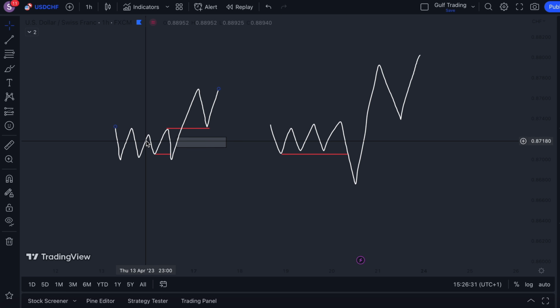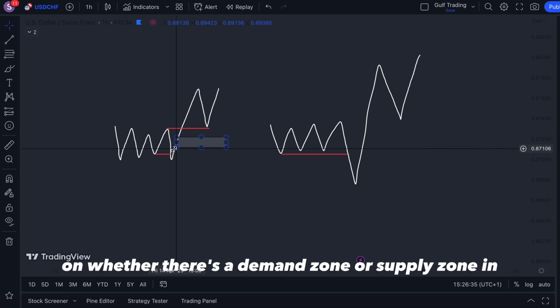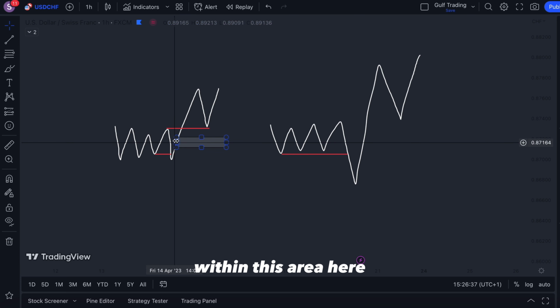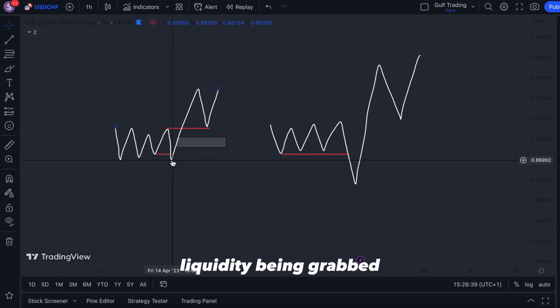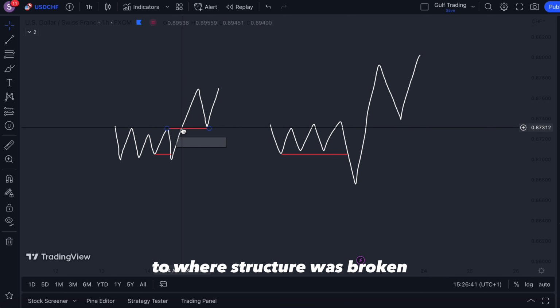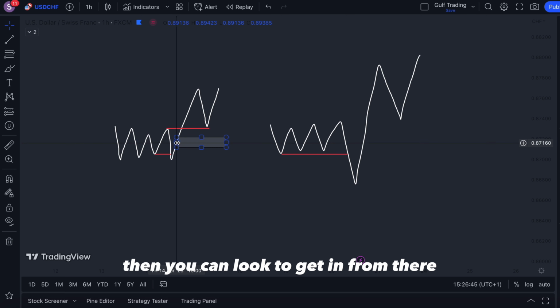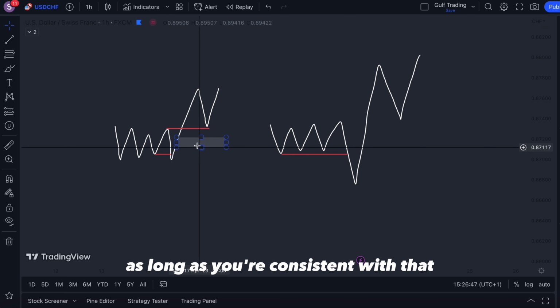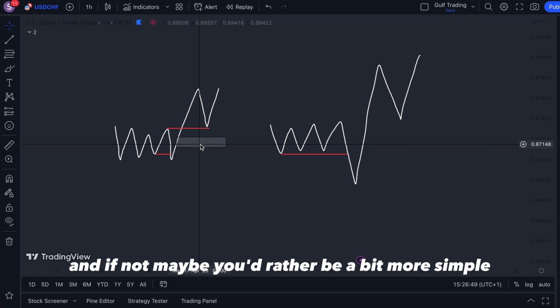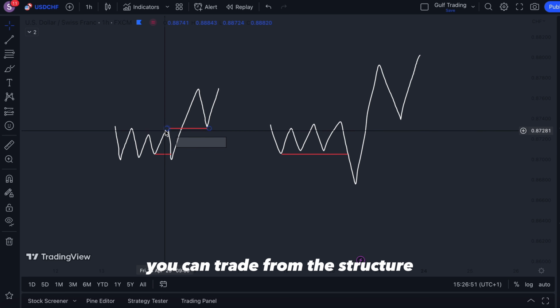And once you've seen that, you need to either decide on whether there's a demand zone or supply zone within this area here, from where the liquidity was grabbed to where structure was broken. If there was a demand zone in there or supply zone in the other setup, then you can look to get in from there, as long as you're consistent with that. And if not, if you'd rather be a bit more simple, you can trade from the structure.